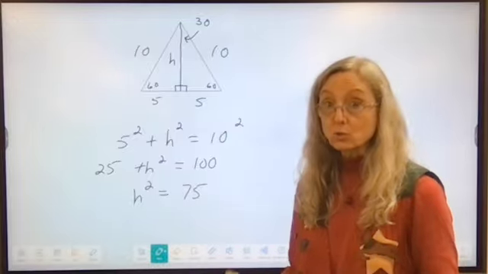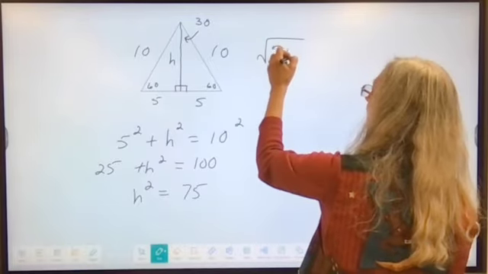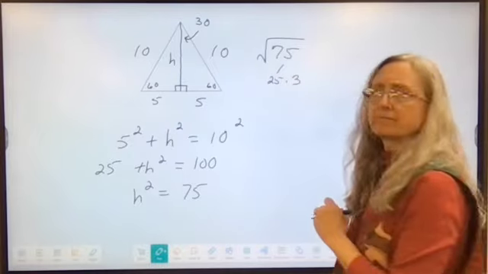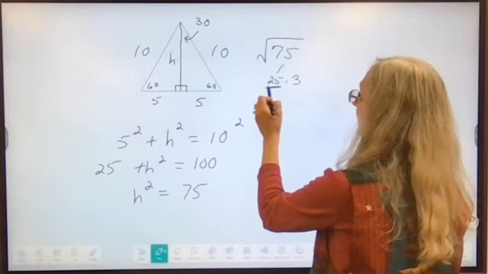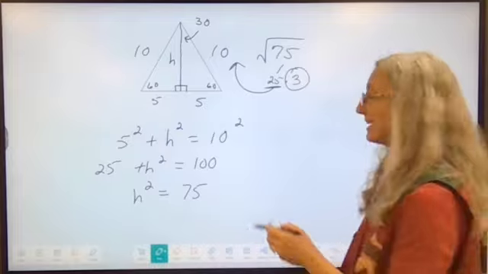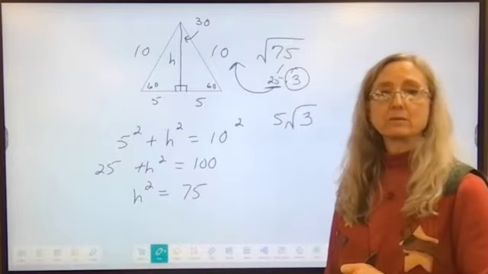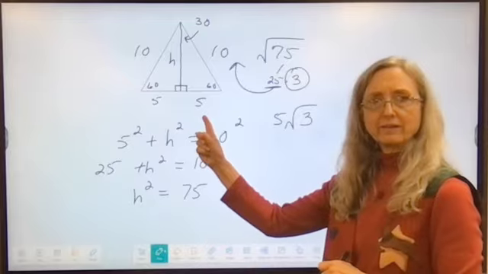So let's take the square root of 75. 75 is 25 times 3, isn't it? And the square root of 25 is 5. So I'm going to pull that out. It's going to become a 5, and that 3 will be left inside. So it is actually 5 times the square root of 3. And if you notice, 5 is the short leg.